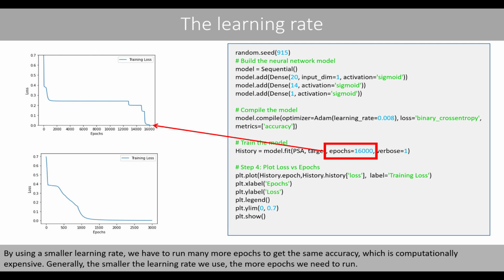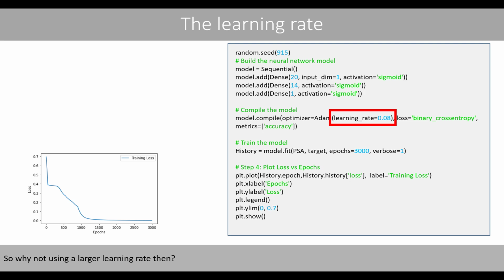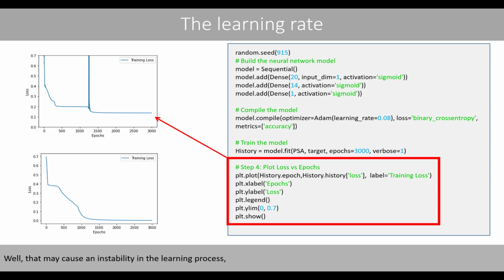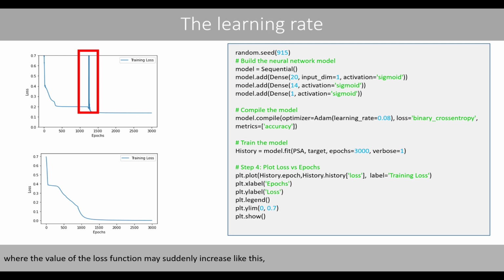By using a smaller learning rate, we have to run many more epochs to get the same accuracy, which is computationally expensive. Generally, the smaller the learning rate we use, the more epochs we need to run. So, why not then use a larger learning rate? Well, that may cause an instability in the learning process, where the value of the loss function may suddenly increase like this, and where the value of the loss function is now larger after 3000 epochs, compared to if we use a smaller learning rate.